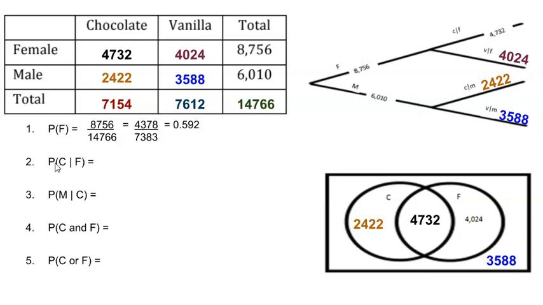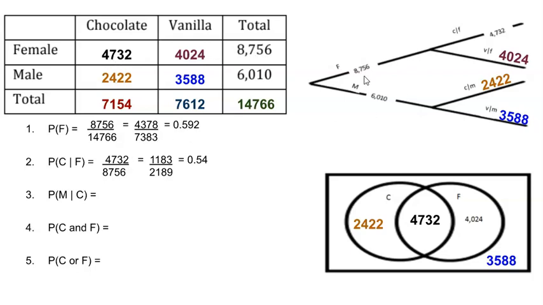Okay, for number 2, the probability someone chose chocolate given that they are female. So this would be 4,732 over 8,756, which reduced to this fraction would be 0.54. From the two-way table, if we're looking at only females, then we look only at this top row. So that's pretty simple. You have your numerator here and your denominator for your probability.